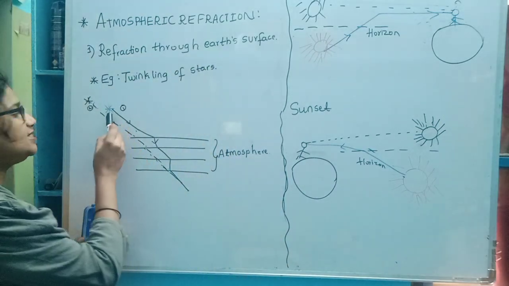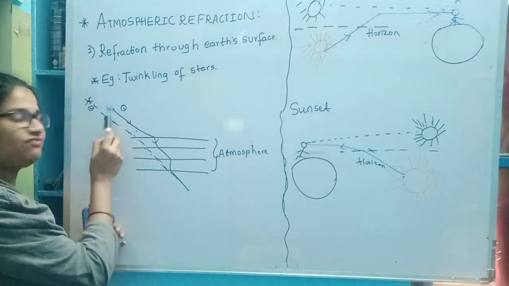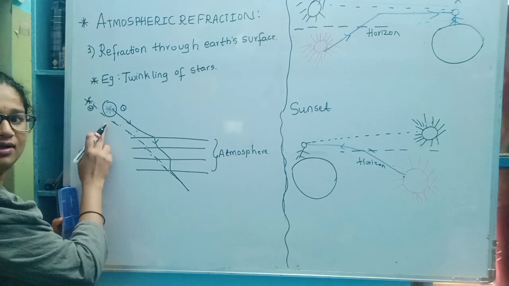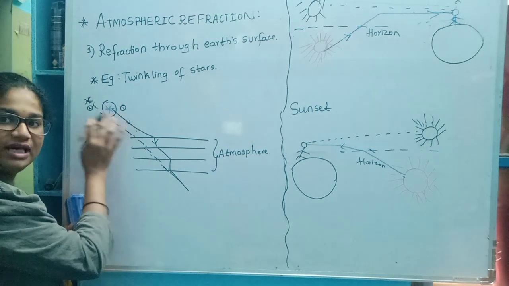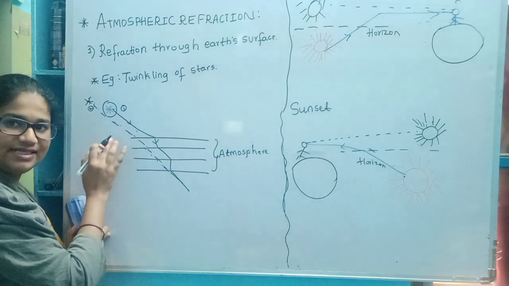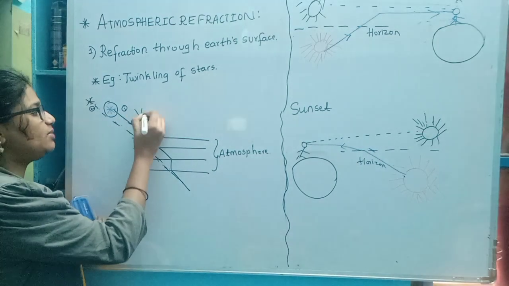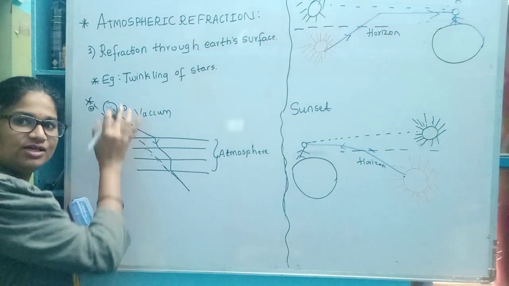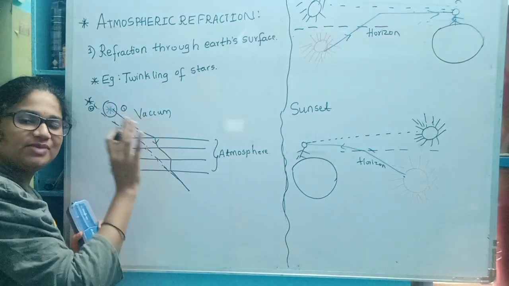Let us consider this as a star. This is the first position of the star, the actual or real position of the star. From the star, a ray of light is incident. Here we know that space consists of a vacuum. So in the vacuum, the speed of light will be the same.